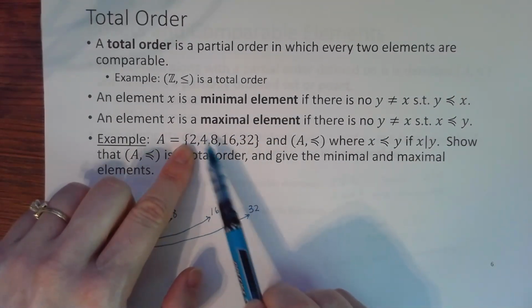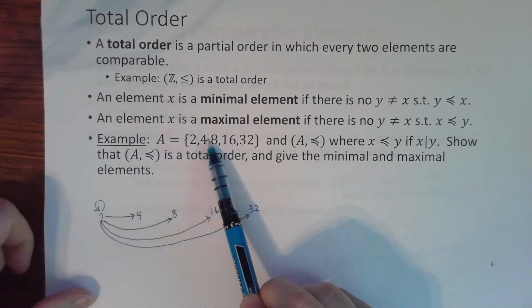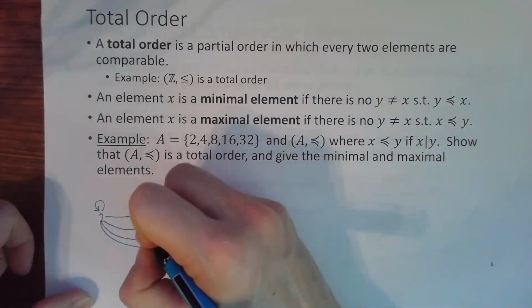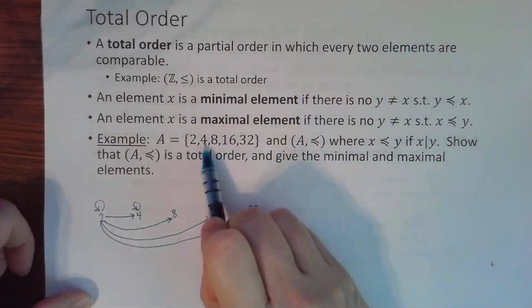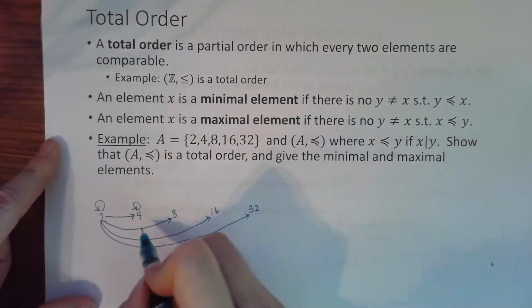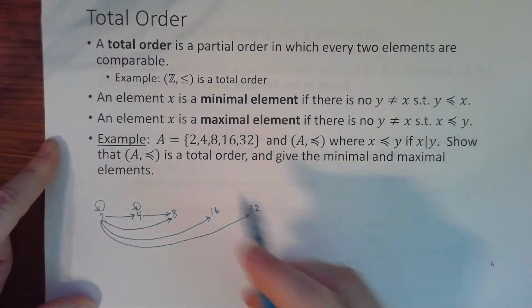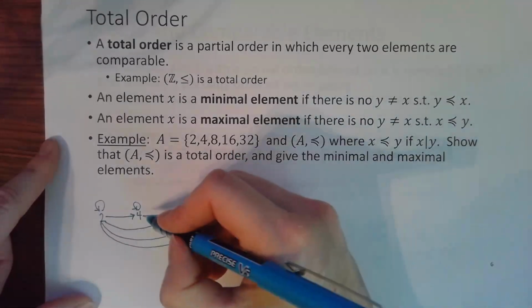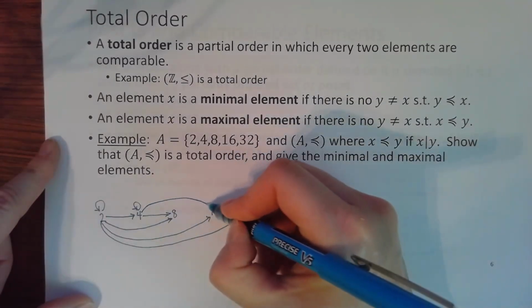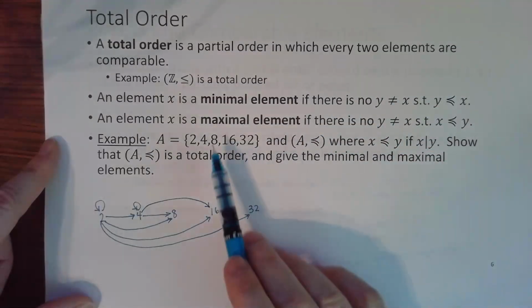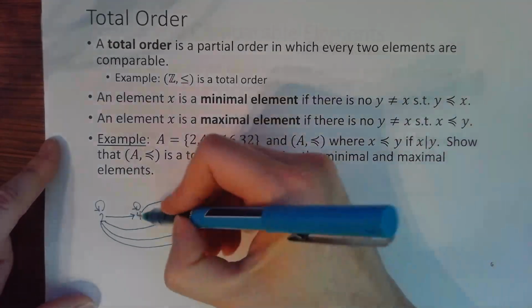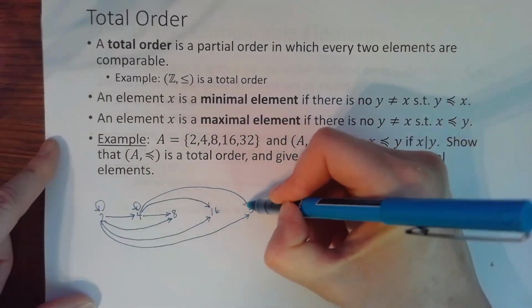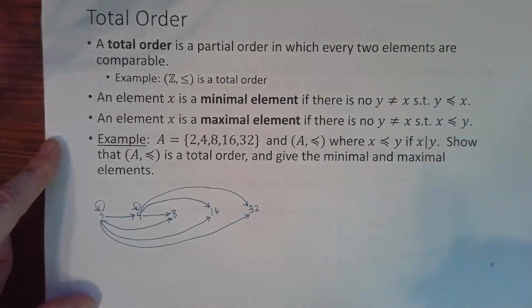We already have 4 related to 2, but what about 4 related to itself? Yes, because 4 divides itself. Is 4 related to 8? Yes, because 4 divides 8. Is 4 related to, or comparable to, 16? Yes, because 4 divides 16. So I could put this in. Is 4 comparable to 32? Yes, 4 divides 32. So that takes care of that.